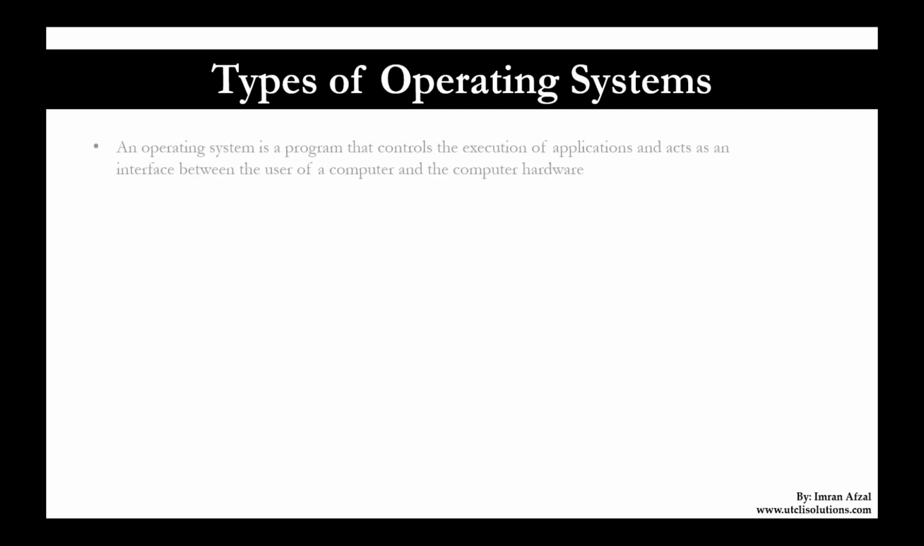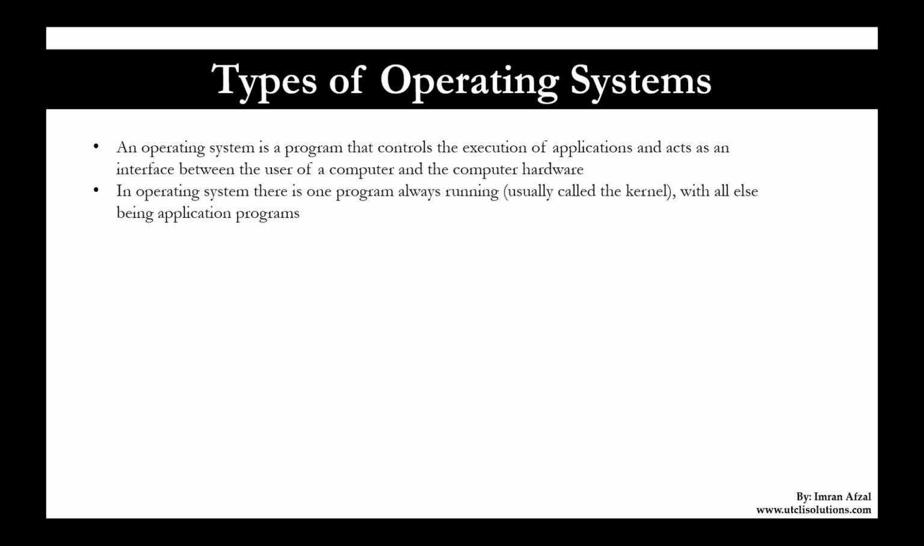Hey friends, in this video we are going to talk about the different types of operating systems. Once again, an operating system is a program that controls the execution of applications and acts as an interface between the user of a computer and the computer hardware. In an operating system, there is one program that is always running, usually called the kernel, and everything else is application related programs.